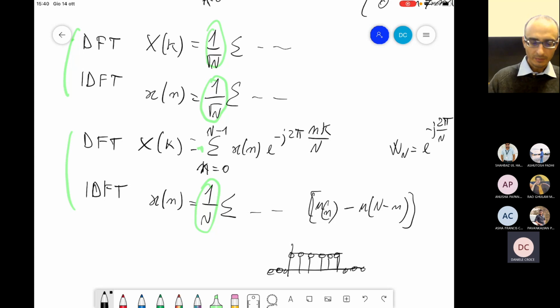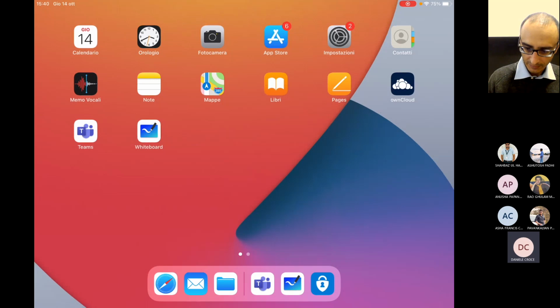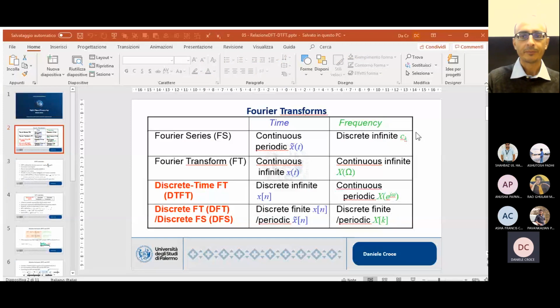Okay, so now let me stop the sharing again. And let's start with what we'll talk about today. What I want to do today is to spend a little bit more time on the relationship between the DFT and the discrete time Fourier transform. So let me start the presentation.